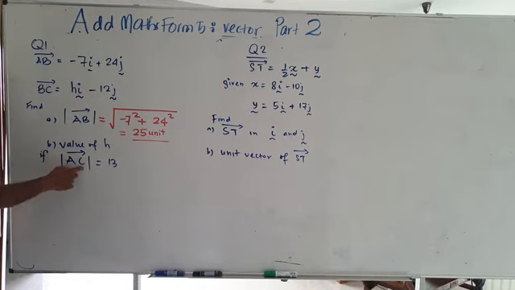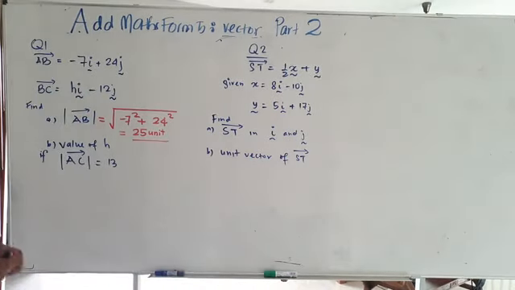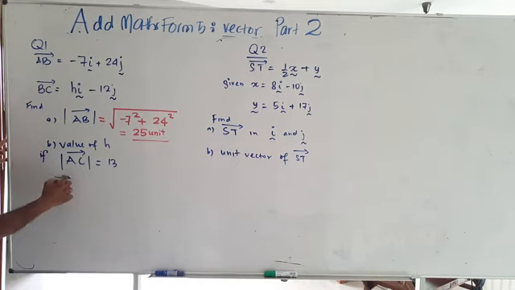Now next, let's go into AC. The magnitude of AC is given as 30. But the problem is we don't have AC here. So we need to find AC first. How do we find AC? We need to create an equation for AC. So let's create an equation for AC.